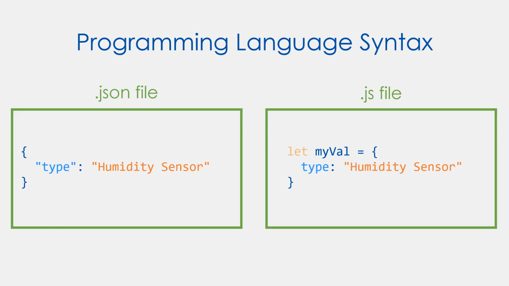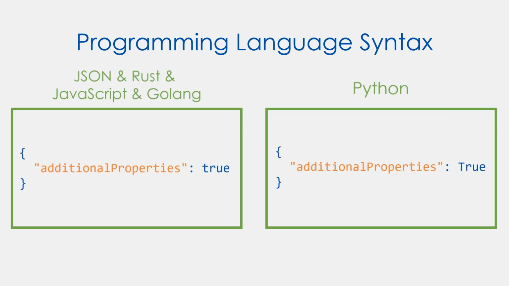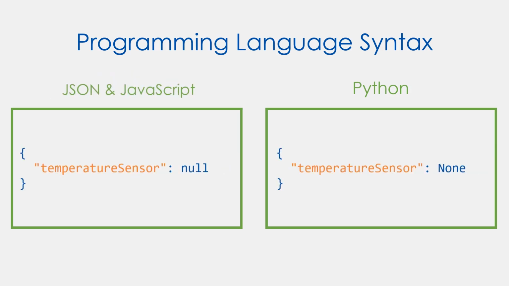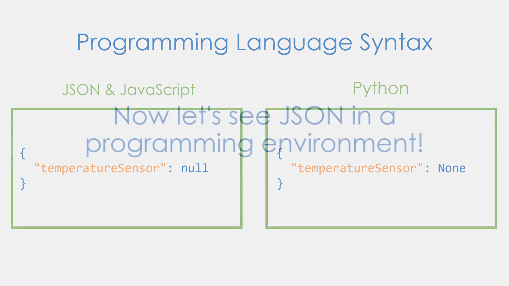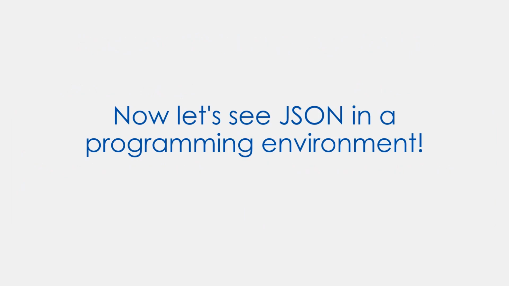The syntax of the keywords might differ as well. For example, true-false keywords in JSON, Rust, JavaScript, and Golang are written lowercase, while in Python the first letter of these keywords needs to be capitalized. Similar to the previous one, the null keyword differs in JSON and Python. In JSON and JavaScript it is null with lowercase, while in Python, the same meaning is given with the None keyword. Now let's test JSON out in a real programming environment.